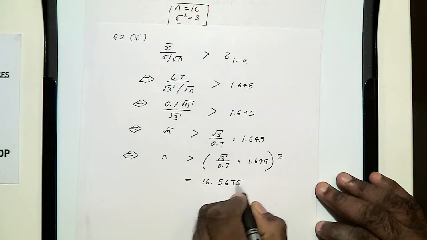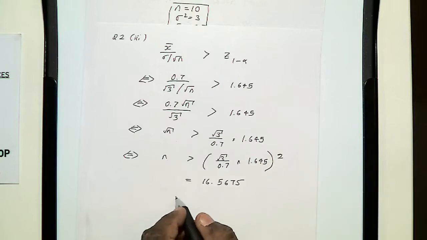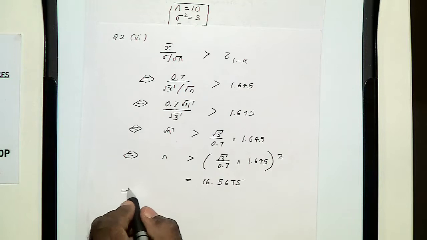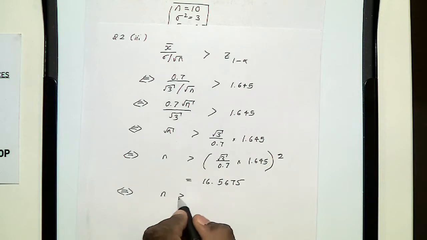16.5675. But n must be an integer, right? It cannot be a decimal number. So n must be greater than or equal to 17. Alright, so the smallest sample size so that this rule is satisfied is 17. Okay guys, is that clear or no?